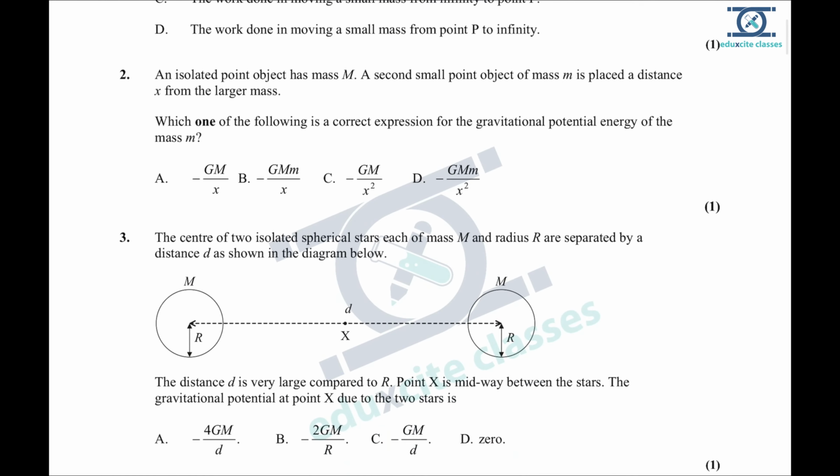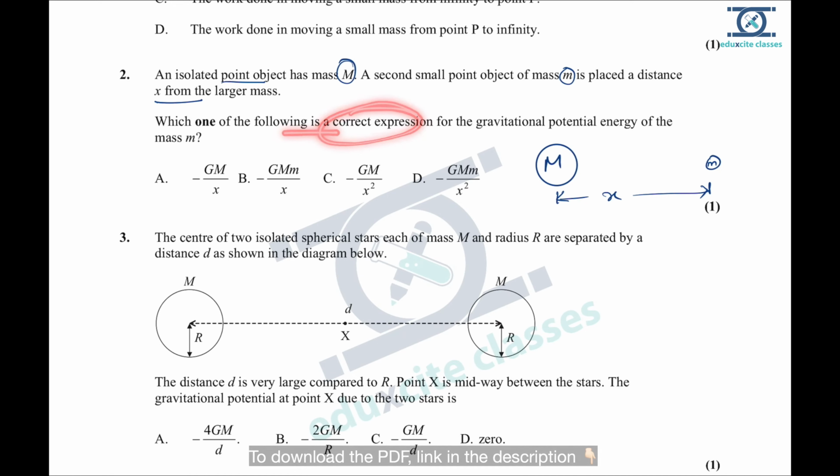For question number 2, an isolated point object of mass capital M. A second small point object of mass small m is placed at a distance x from the larger mass. So let us say this is my larger mass, capital M, and this is my smaller mass, small m, and they are at a distance of x. Which one of the following is a correct expression for the gravitational potential energy of mass m?